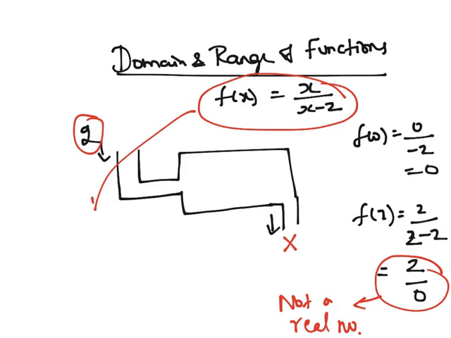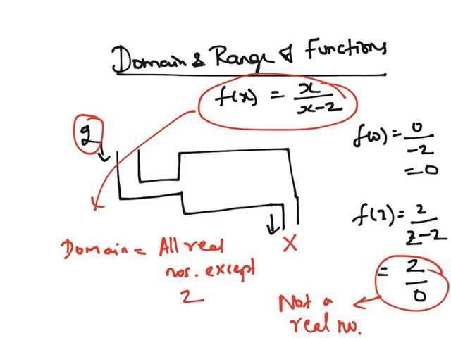the domain, when you find the domain of this function, the domain is all real numbers except 2. So why is it except 2? Because if I put 2 inside, I won't get a real number outside. So basically for this function, the domain is all real numbers except 2. Okay, so I hope you understood a little bit about the domain and range.